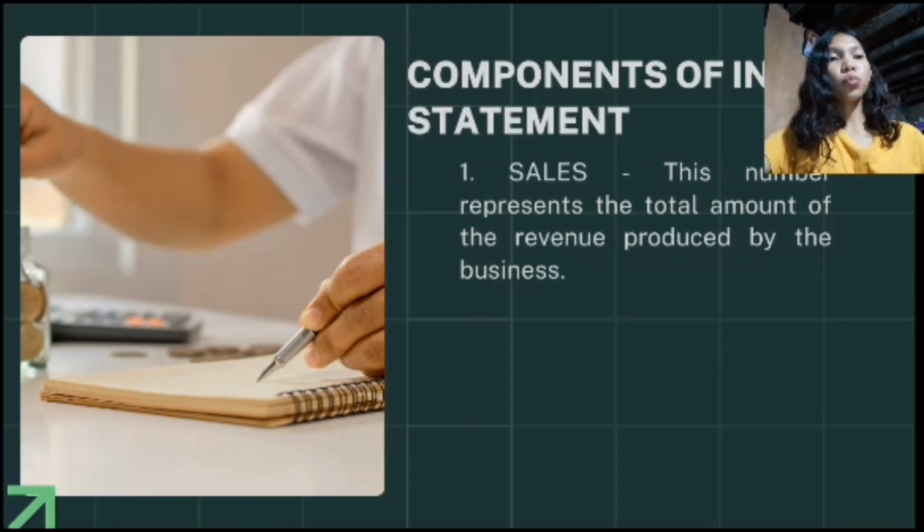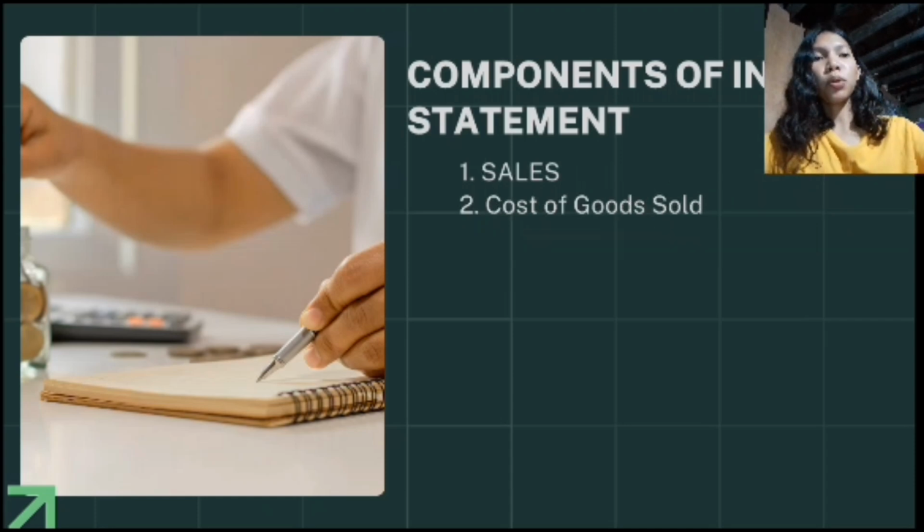So the first one is the sales. Sales, this number represents the total amount of the revenue produced by the business. The figure recorded here is the total sales less any product returns or sales discounts. The next component is the cost of goods sold. It is also known as cost of sales.